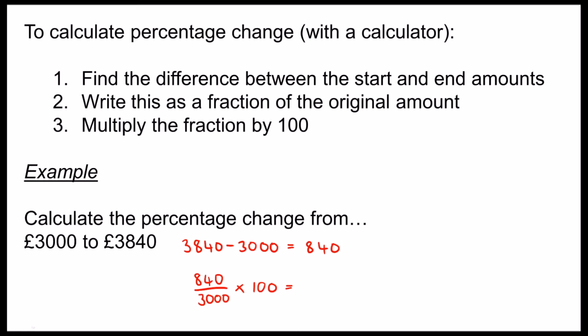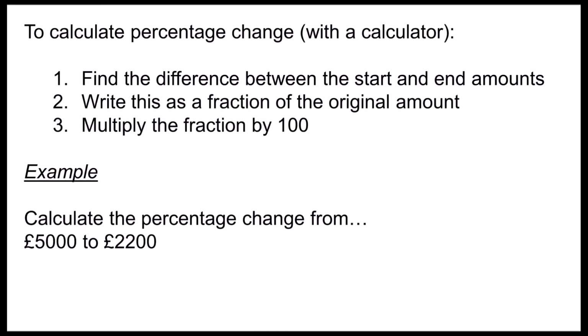Now, thinking about our question, because we've gone from 3,000 to 3,840, I can say that this is a 28% increase. It's really important we specify that the amount has got bigger, not smaller. Again, if you have a calculator without the fraction functionality, you can get the same answer by simply doing 840 divided by 3,000 times by 100.